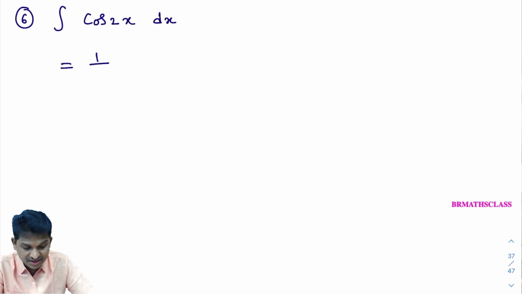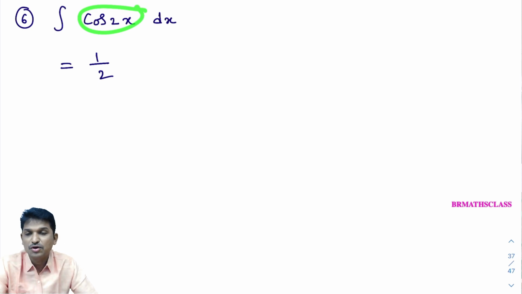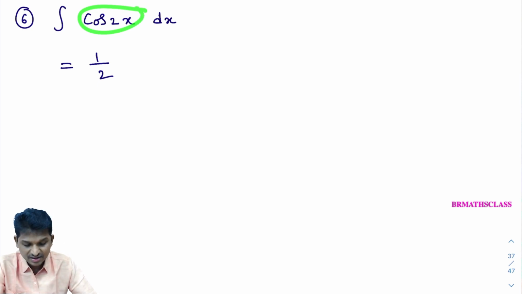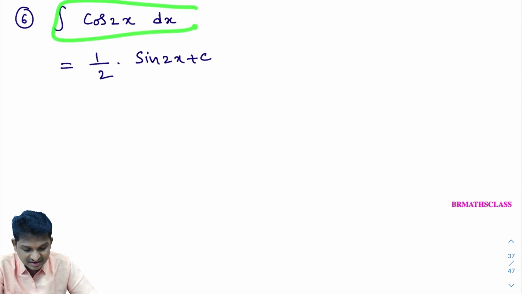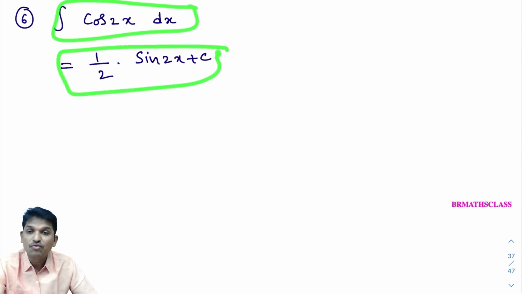What is x coefficient here? X coefficient is 2, right? 1 by 2 into integral of cos x dx is what? Integral of cos x dx is sin x plus c. So integral of cos 2x is what? Integral of cos 2x is sin 2x plus c. Single line answer. Integral of cos 2x dx is 1 by 2 into sin 2x plus c.